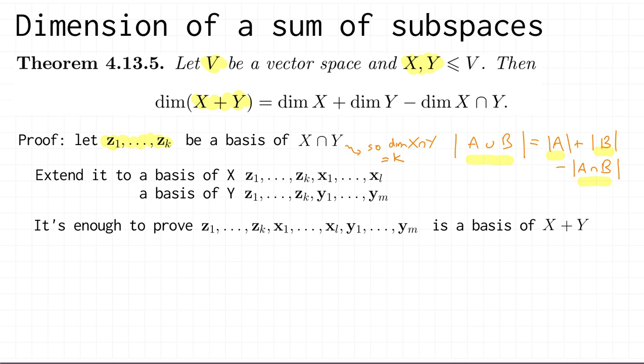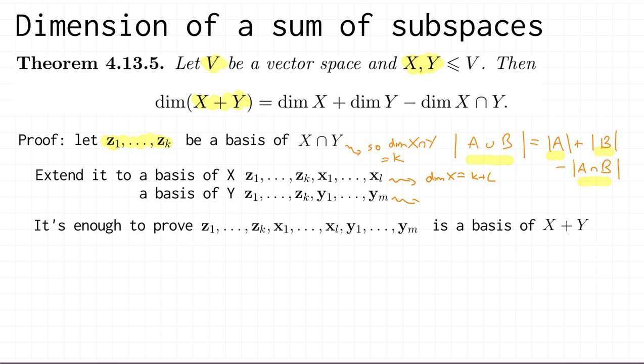Now this is a linearly independent subset inside X, so we can extend it to a basis of X. We end up by taking a basis of X intersect Y and putting in some more vectors, so we'll end up with z1 up to zk followed by some more vectors x1 up to xl. In this case, dim X would be equal to k plus l.